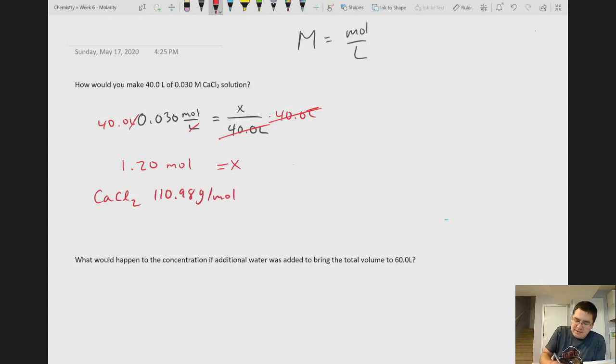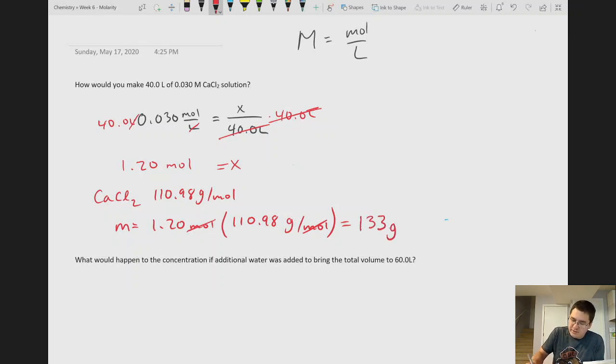So if I want the mass, I would just take 1.2 moles and multiply that by its molar mass. You can see the moles cancel, and I end up getting, let's see, comes out to 133 grams calcium chloride. Okay, so that's how much salt, calcium chloride salt, you would need to add.